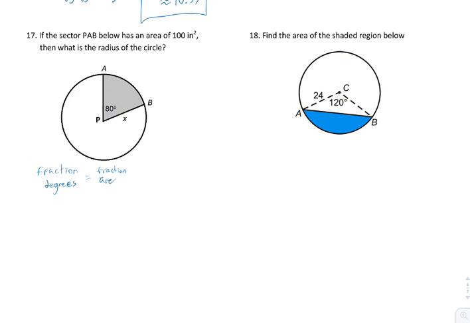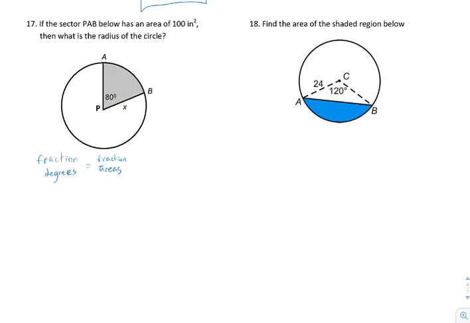And I could use a proportion to solve that. So let's go ahead and do that. Let's say, well, I know I've got 80 degrees out of 360. That's the slice of pie I've got. That's the percent of my circle I've got, the fraction of my circle.